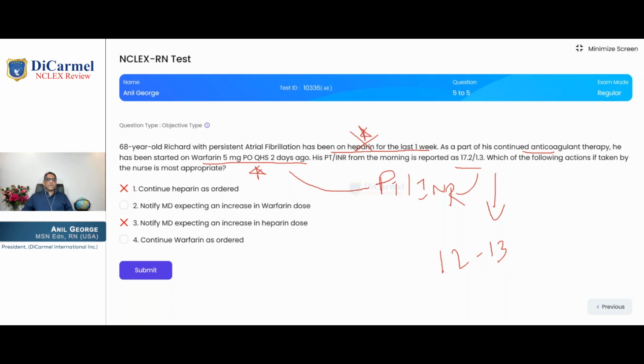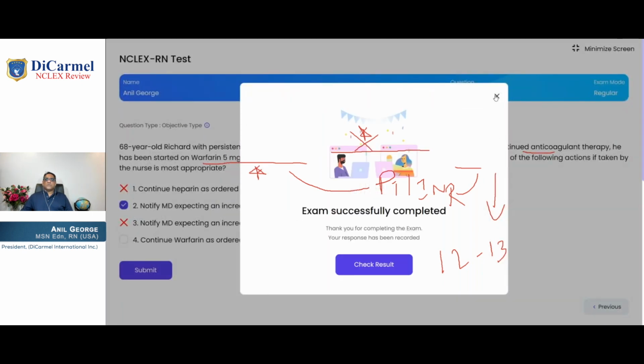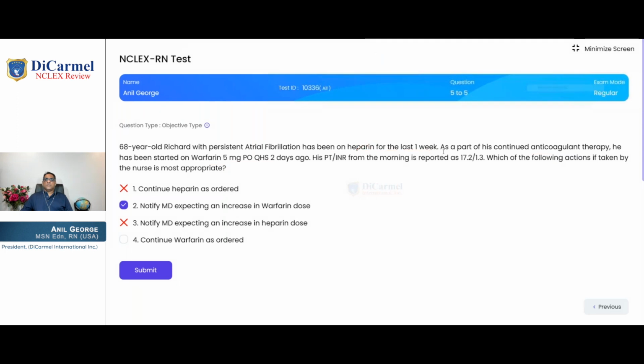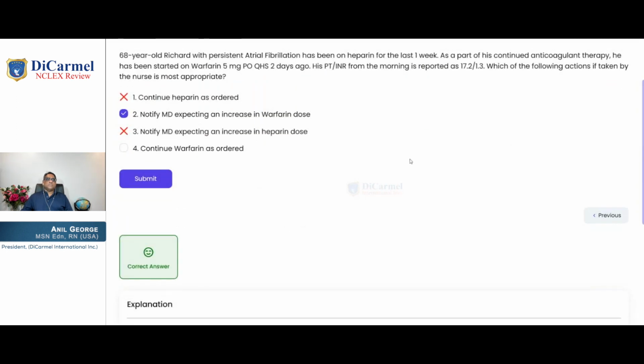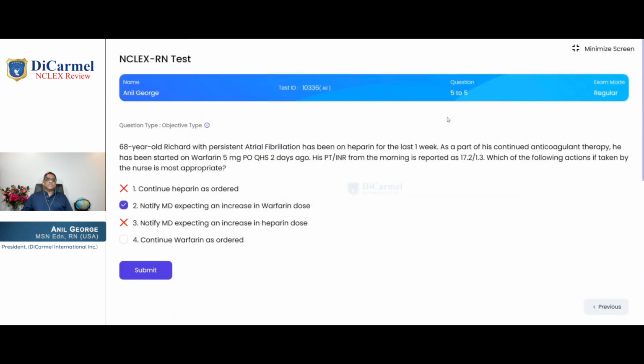Now we have options 2 and 4. Option 2, notify MD expecting an increase, versus option 4, continue warfarin. We already know this PT-INR value is subtherapeutic. We need to increase the warfarin to prevent further risk of clotting. So you can see our answer becomes option B. Yes, that's right. The same information we heard is what you can see here. The answer is option B, notify MD expecting an increase in the warfarin dose.